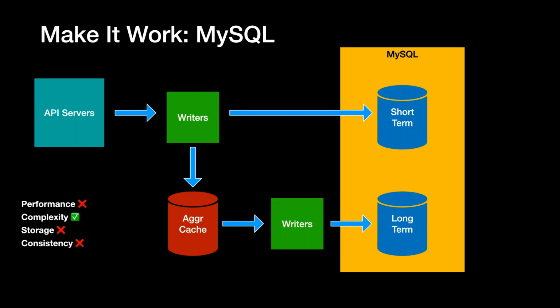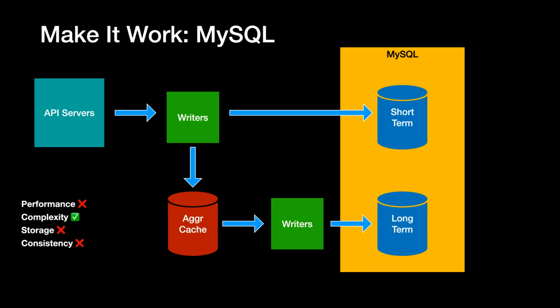And finally, for consistency, that second path, the one that goes through the aggregation cache, could introduce consistency problems. Not only are those points of failure, like if Redis were to ever go away or if the writers became unavailable for whatever reason, you can start getting discrepancies between the information that you show in your short-term storage and the information that you have in your long-term. So this is something that we're going to have to figure out. These are the things that we're going to want to address with another data store.